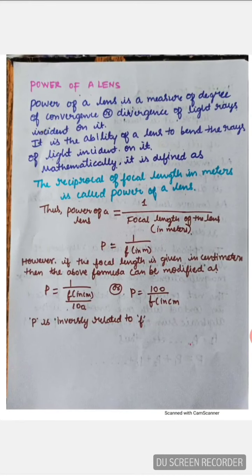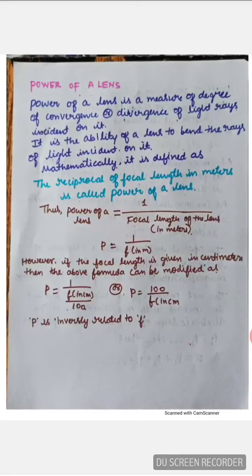So what is power of lens? You might have heard about spectacles having some power, so that is 0.5. So this is power. What is that actually, power of lens? So power of lens is a measure of degree of convergence or divergence of light rays incident on it, or the ability of lens to bend the rays, to converge the rays or to diverge the rays. This ability of the lens we call as power of lens.